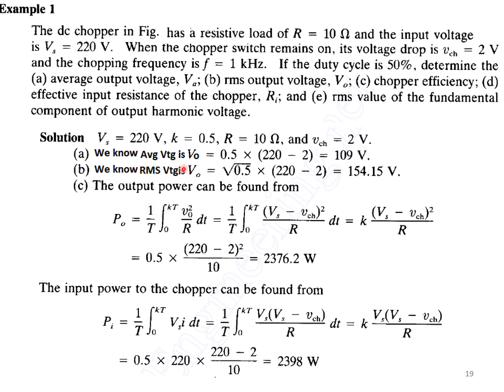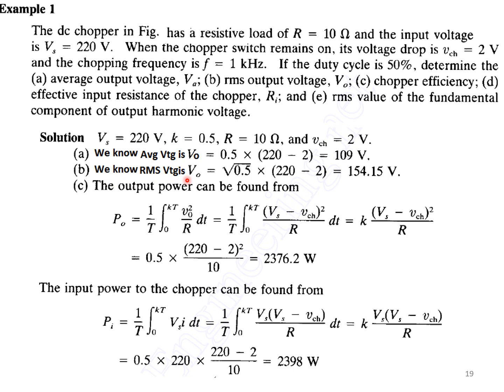We know the average voltage formula is what? K into the voltage that comes at the output. So input was 220 and the chopper drop is 2. So 220 minus 2, I'll get around 109 volts. Remember to subtract this because in our derivation earlier, we considered VCH to be 0.